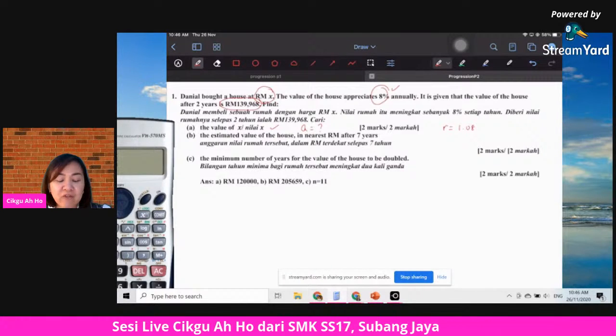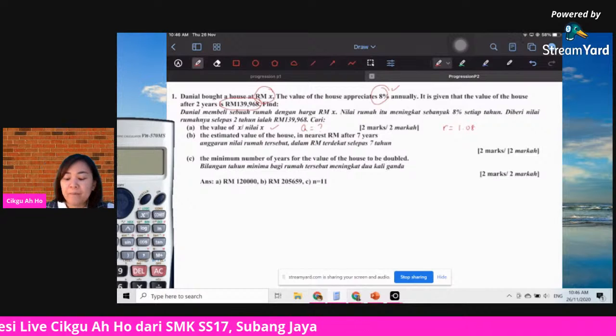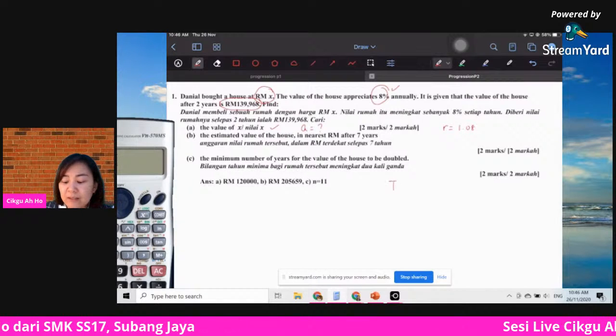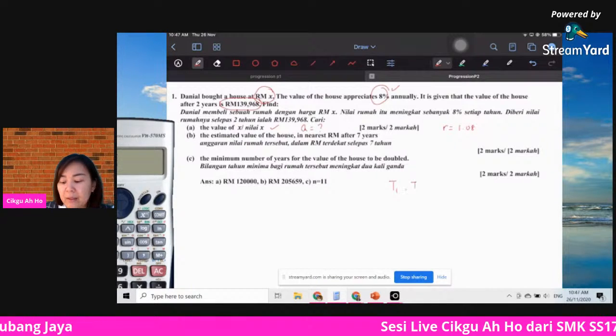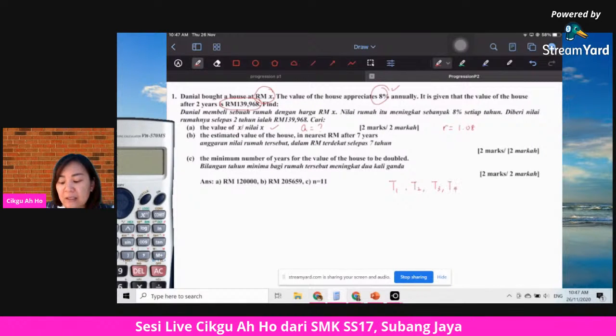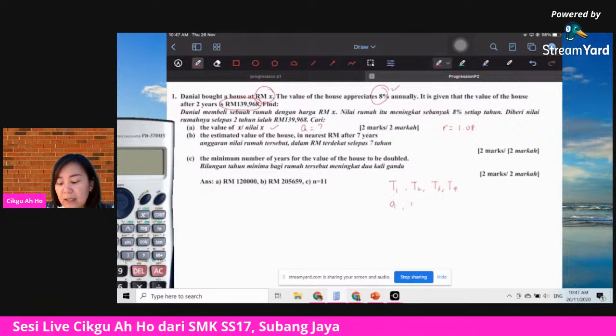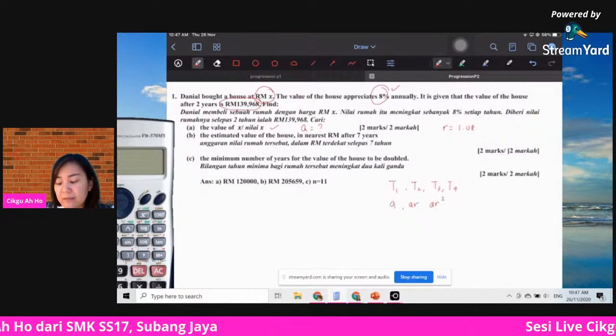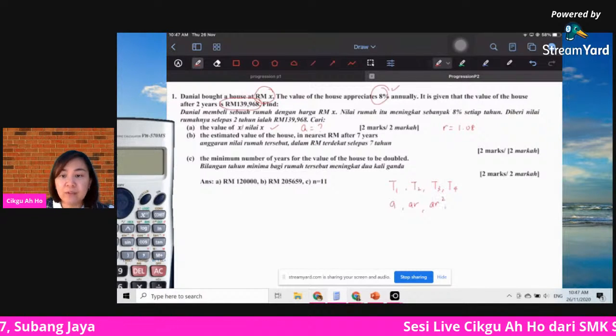Kita sudah ada after 2 years. After 2 years mana apa? Selepas 2 tahun, mana tahun ke berapa? Kita list out lah kalau tak faham tu. Okay, kita list out tak apa, tak ada masalah. Ini tahun pertama A. Ini AR. Ini AR kuasa 2 kan? Kalau ikutkan kamu list out dia punya sebutan lah kan?